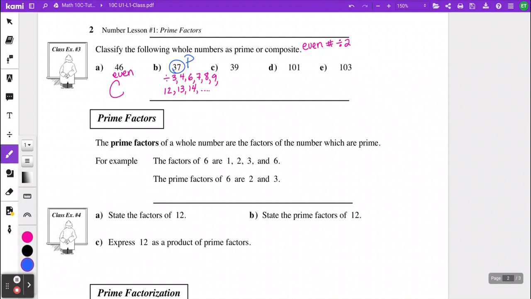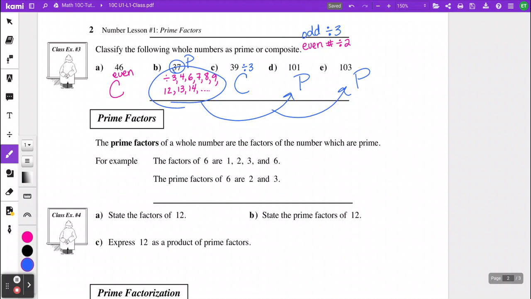Okay, 39, however, if it's an odd number, you start dividing by 3 and see if you can get an even division. 39 does divide by 3 evenly, so it's a composite number. However, for the numbers 101 and 103, if we start dividing by all these odd numbers, we're going to find nothing works. So they are both considered prime numbers.